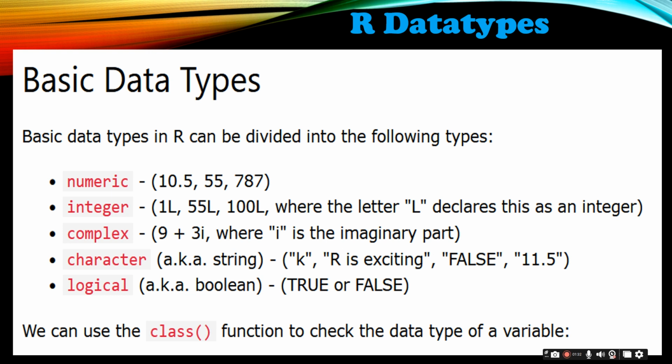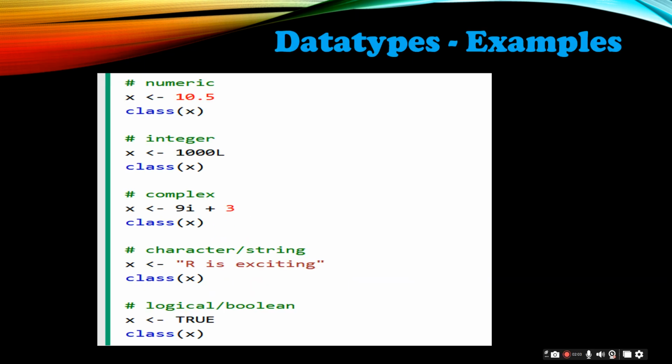So here are the basic data types in R. We have numeric data type and then integer data type. Here we use a letter L at the end of an integer to declare that it is an integer data type. Then complex data type, and then character data type that includes string also, and then logical data type that is nothing but boolean values. We use the function class to find the data type of the variable. So here I've given examples for the data types.